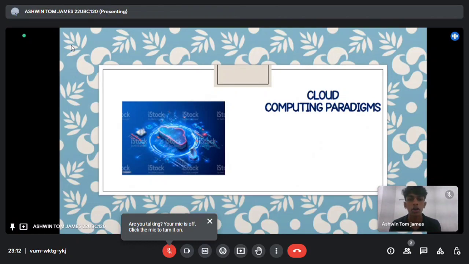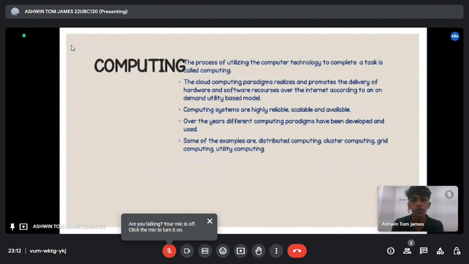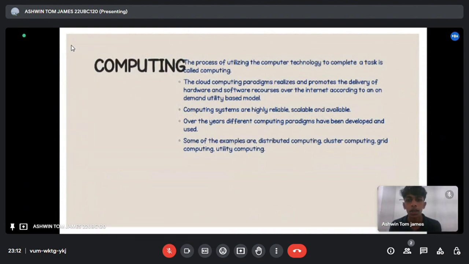Today in this session, we'll be talking about cloud computing paradigms. The process of utilizing computer technology to complete a task is called computing. The cloud computing paradigm realizes and promotes the delivery of hardware and software resources over the internet according to an on-demand utility-based model. Computer systems are highly reliable, scalable, and available.